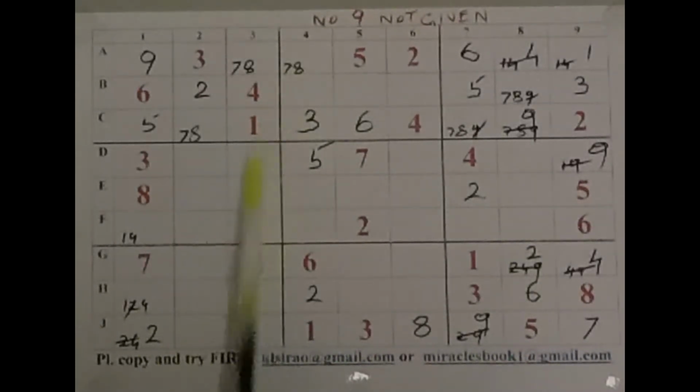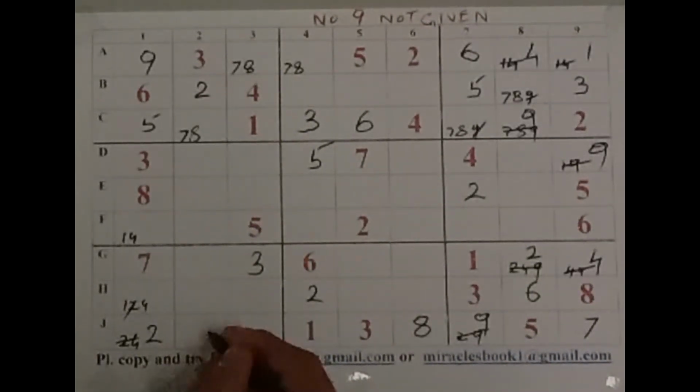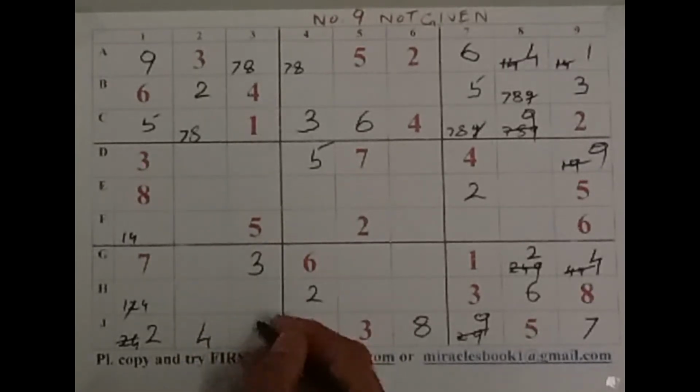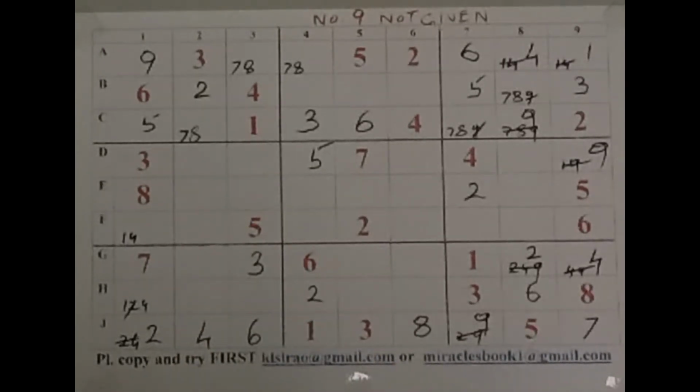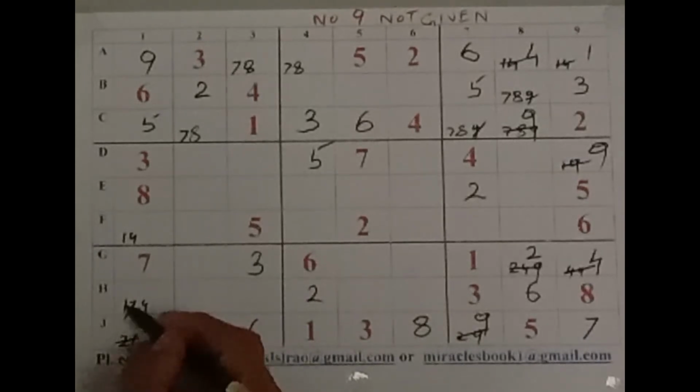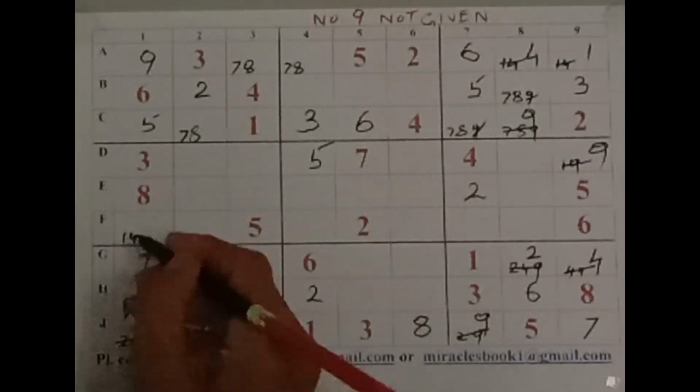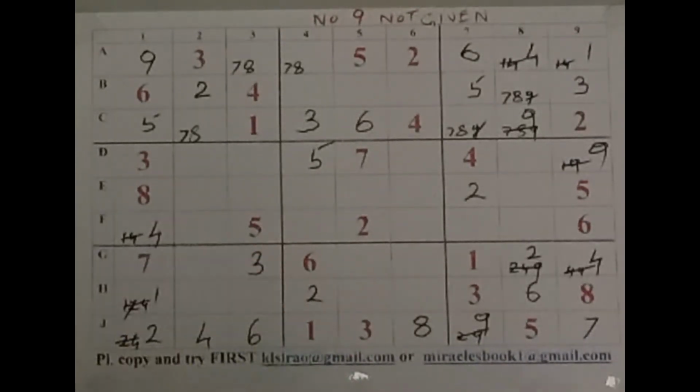So we have a 4 there. So let's say it was 4 and 6 here. Well, very good. Now this 4 immediately asks us to correct this pair here. That's number 1. And here's a 4.